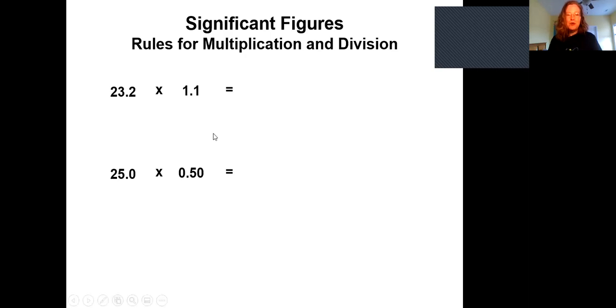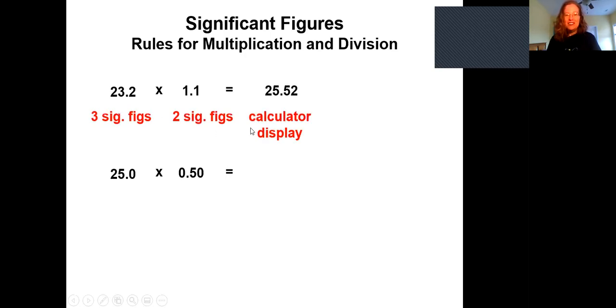We have 23.2 times 1.1. And I bet I wrote it this direction instead of the usual vertical way because I wanted to talk about significant figures. How many are in 23.2? You're right, it's 3. Oh, and 1.1 is 2. The calculator says 25.52.